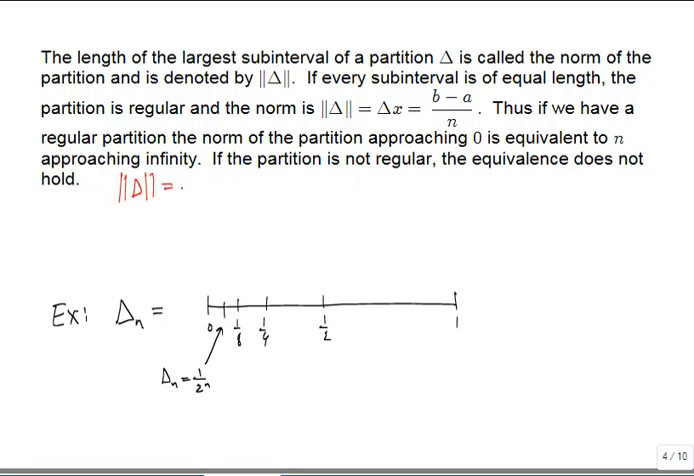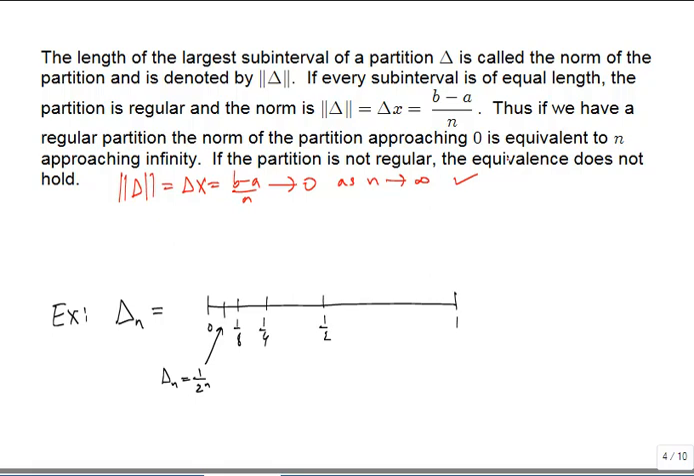So in a regular partition, if your partition has width b minus a over n, then that's going to go to 0 as n goes to infinity, because as n gets really, really large, again, we have a constant over something big, which goes to 0. So a regular partition automatically gives us this requirement that our norm needs to go to 0. So a regular partition is good. All right, if we have a regular partition, then we're going to satisfy that requirement that our norm needs to go to 0. So that will happen if it's regular.